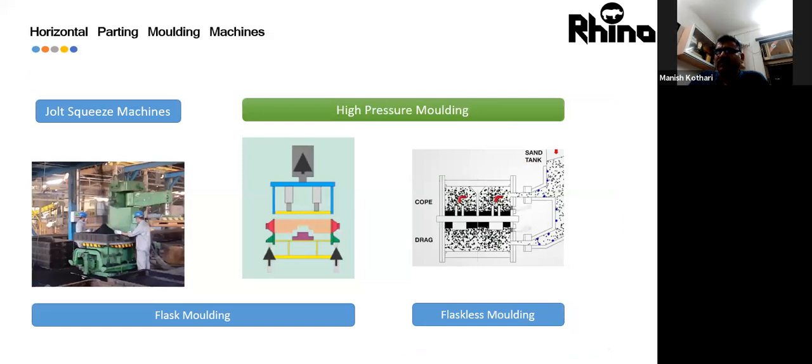And there's another in horizontal parting, as we have seen before. High pressure molding, there's an overlapping where flask molding is a high pressure molding machine. So high pressure can be flaskless or with flask, whereas Jolsky's machine is not in the high pressure molding category. Now there's a lot of debate about what exactly high pressure molding is.